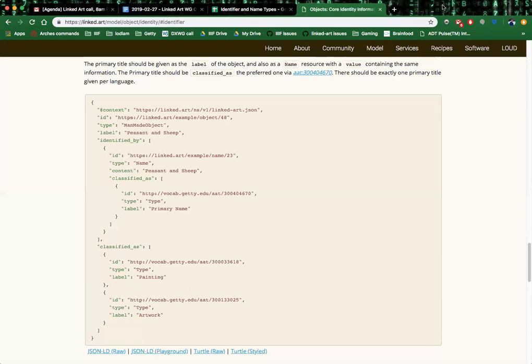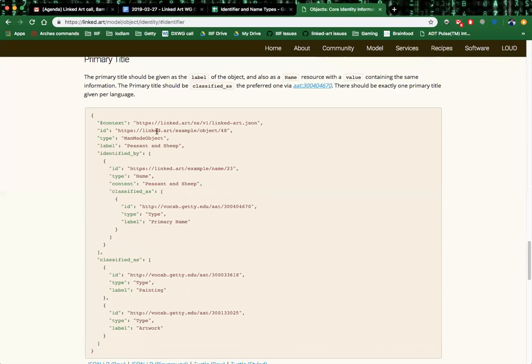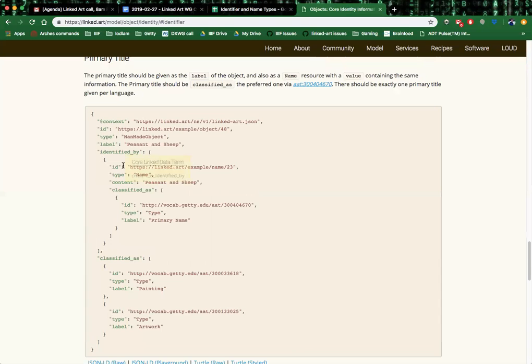Yeah, no, that's a very good description of the issue. So I think the model that we discussed last time for identifier, or title, is pretty reasonable. Just to look at the title model on the screen, we have the object which is identified by a name, which has some content, peasant and sheep in this case, and it's classified as, and here comes the vocabulary, AAT 300404670, which includes the fact that this is a type, and that the label for this vocabulary term is primary name. The fact that it has the label is neither here nor there. It's the URI 300404670.